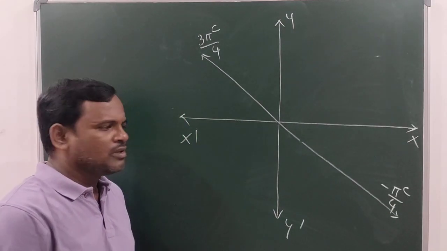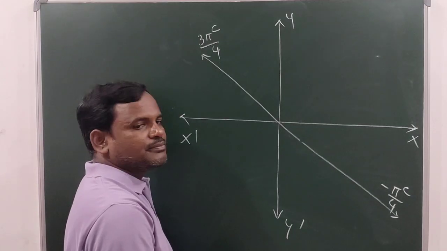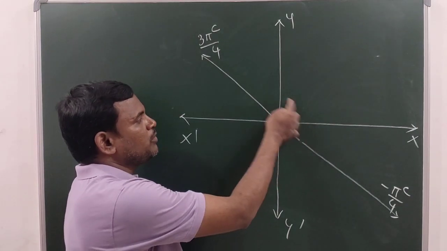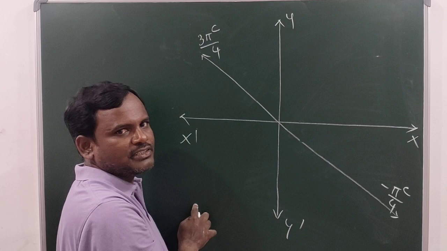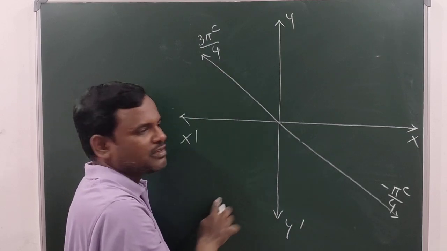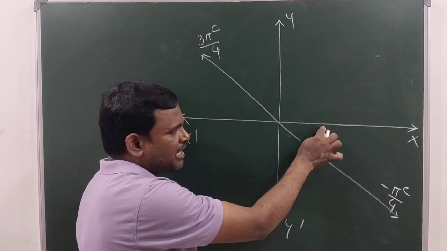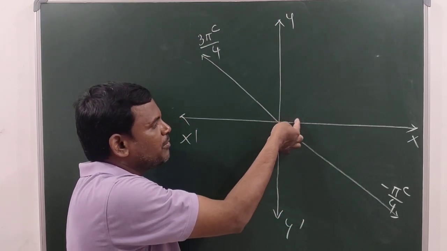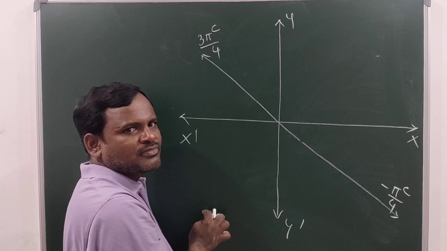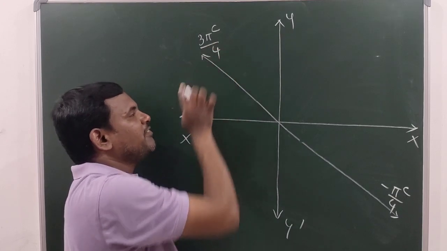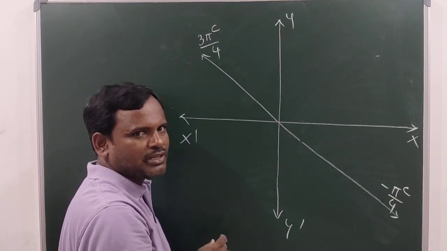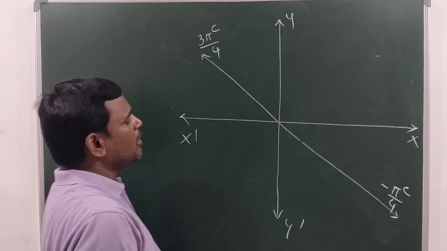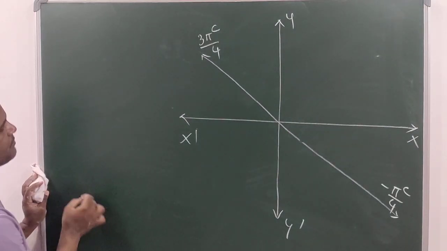Okay, see students, from here to here it is 135 degrees. I wrote in radian measure. So when you measure an angle in the clockwise direction, we have to represent it with a minus sign. When we measure an angle in the anti-clockwise direction, we write it with a positive sign. You know that. Okay, right. Now see here.